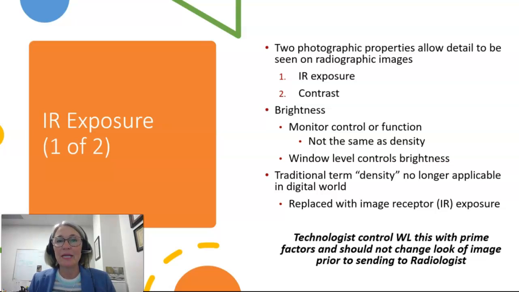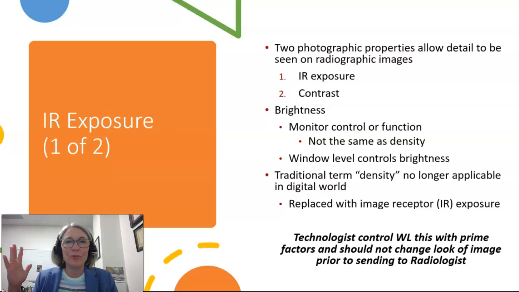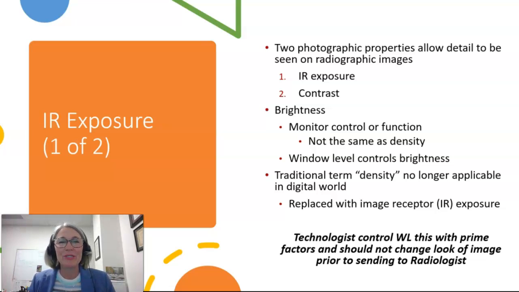Because brightness is a monitor function and we can change the brightness. It's the window level controls the brightness. So if we change our window level, our brightness is going to change, okay? We can make it darker or brighter, okay? The traditional term density is no longer used in the digital world, and we now call it IR exposure. It's still very difficult to get 20 years, 40 years of embedded language changed, but we are working on it. I promise you that. So as a technologist, we control the window level, okay?